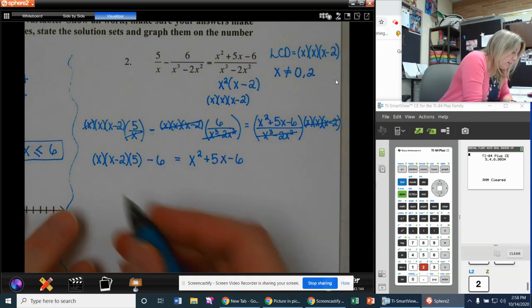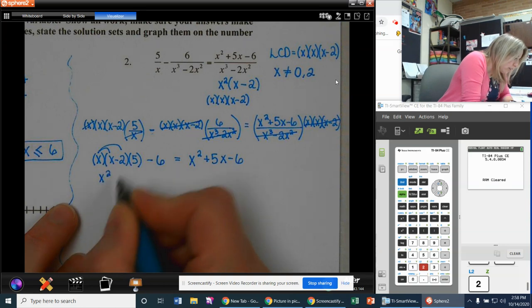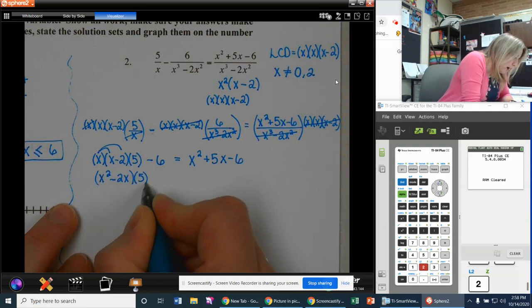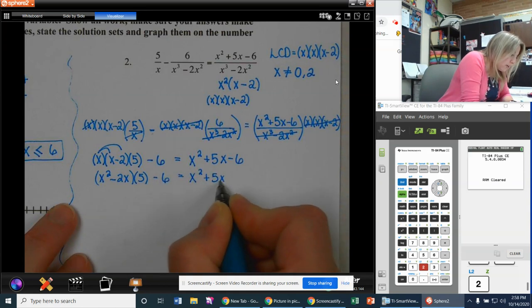Well, let's distribute over here. X times x is x squared, and x times -2 is -2x. And then that still has to be multiplied by a 5. So notice I'm just taking it one step at a time. I'm not trying to get ahead of myself here.